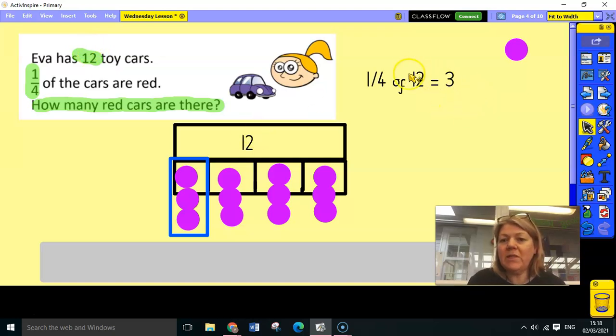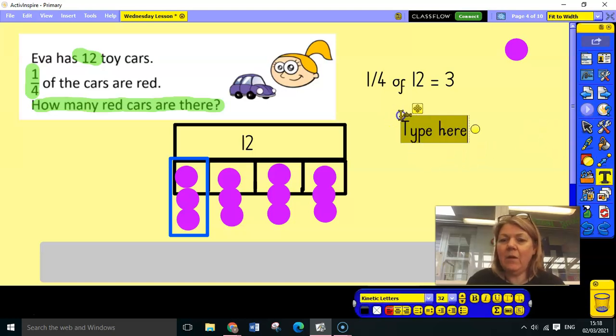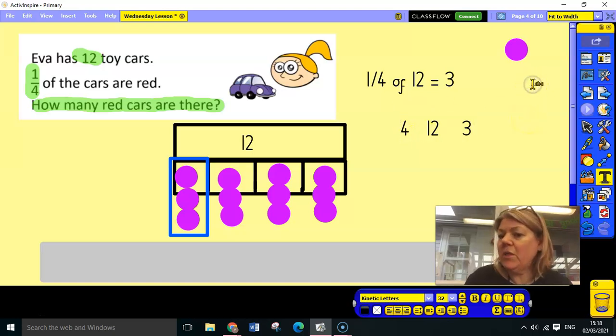I can also see a relationship though between these 3 numbers, between the number 4 and the number 12 and the number 3. I wonder if you can spot it as well. There is a relationship between those 3 numbers. Pause now and have a think. Did you spot the relationship? I bet you did. I know that this is a fact family.